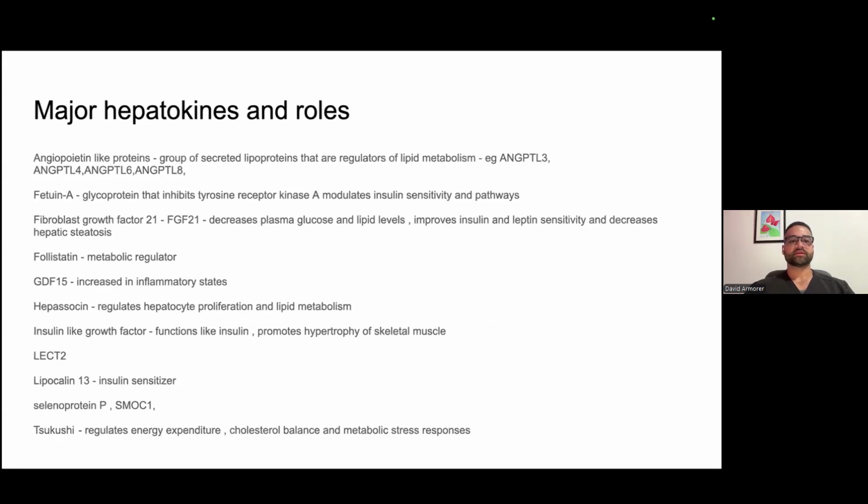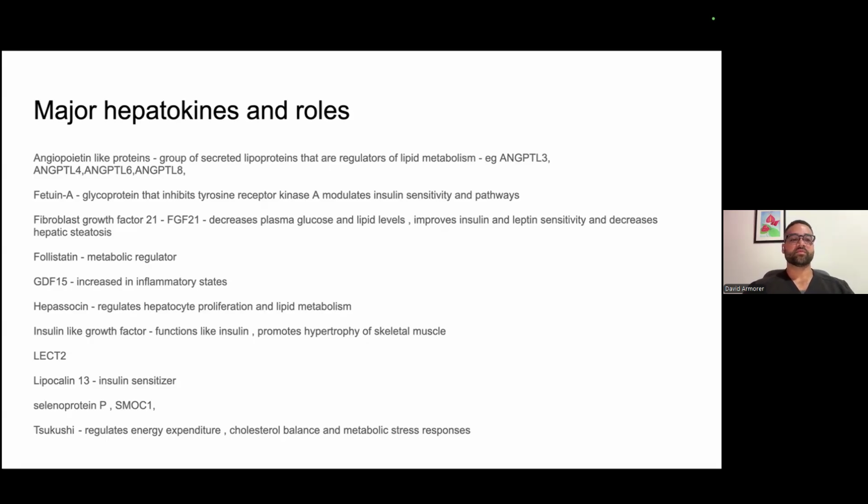So some of the major hepatokines and roles. You have your angiopoietin-like proteins, which are a group of secreted lipoproteins, and they are regulators of lipid metabolism. You have at least 4 of them listed here: ANGPTL3, ANGPTL4, angiopoietin-like protein 6 and 8. Then you have another one named Fetuin-A, which is a glycoprotein which will inhibit the tyrosine receptor kinase A and would modulate insulin sensitivity and pathways.